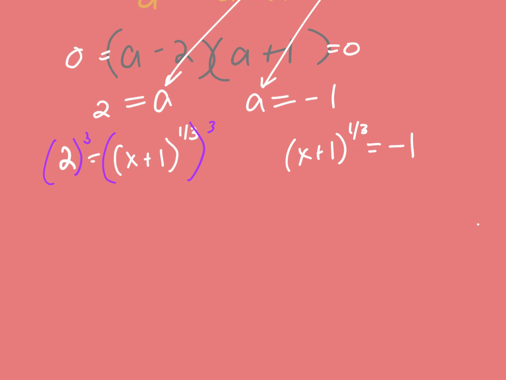So 2 to the 3rd is 8. 1/3 and 3 cancel out, and I get x plus 1. Subtract the 1, and I get x equals 7. Do the same thing to the other side. Raise it to the 3rd power. This cancels. X plus 1 equals, what's negative 1 times negative 1 times negative 1? Negative 1. Subtract the 1, and x equals negative 2.